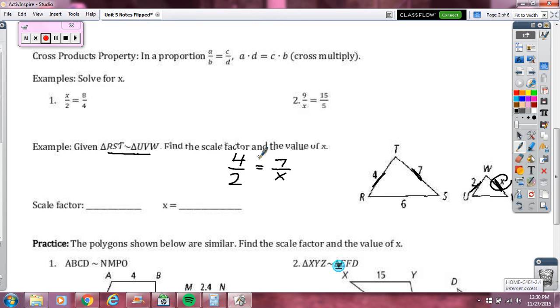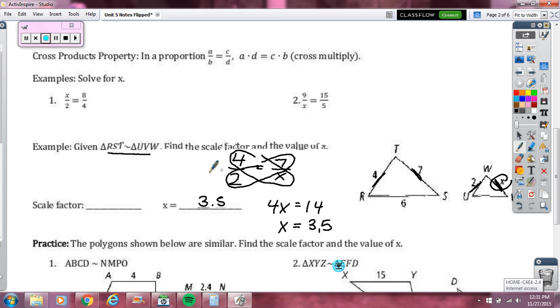You might remember from pre-algebra or from Algebra 1 how we solve a problem like this, and that would be cross-multiplying. So like I'm going to do 4 times x equal to 2 times 7, which is 14. Cross-multiply. Then I'll divide by 4 on both sides and get that x is 3.5. So setting up a proportion and cross-multiplying are the ways that we'll find some of our missing pieces.